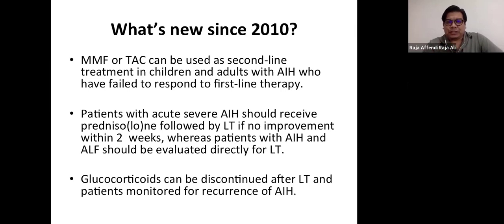And what's also new from this guideline compared to about 11 years ago, mycophenolate or tacrolimus can be used as a second-line treatment in children and adults with AIH who have failed to respond to the first-line therapy. Patients with acute severe AIH should receive prednisolone followed by liver transplant if no improvement within 2 weeks, whereas patients with AIH and acute liver failure should be evaluated directly for liver transplant. And of course, glucocorticoid can be discontinued after liver transplant, and we can continue to monitor the patient for recurrence of AIH. Again, it depends on the availability of liver transplant, whether we should send this patient for early assessment or not.